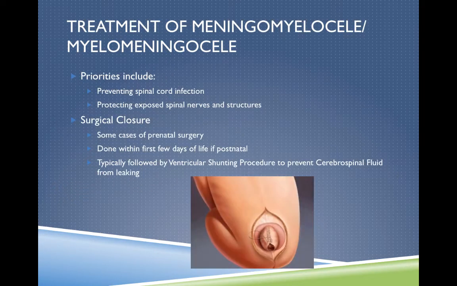Treatment options for meningomyelocele. The very first priority is preventing spinal cord infection and protecting the exposed spinal nerves and structures. So during the first few days of birth or prenatal surgery, they use surgical closure, and it is typically followed by a ventricular shunting procedure to prevent cerebrospinal fluid from leaking.